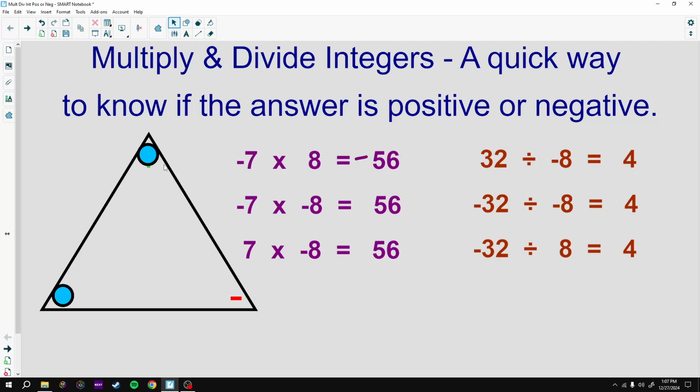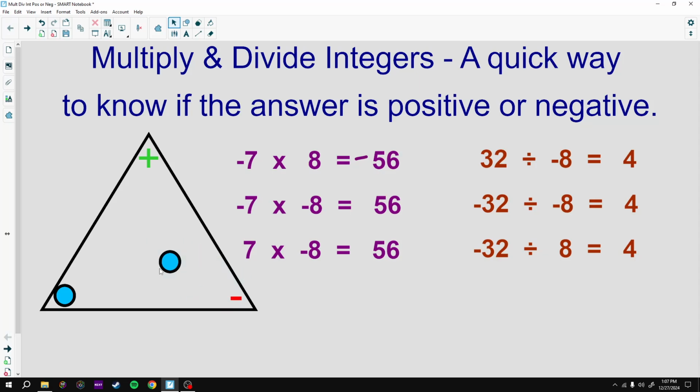Let's try a couple more. Just drag these back to the middle. And let's see what's next. Now we have negative 7, all right, so I'll bring this one down here, times negative 8. All right, drag this one down here. And what's left that's not covered? Well, positive. So it turns out negative 7 times negative 8 is positive 56.